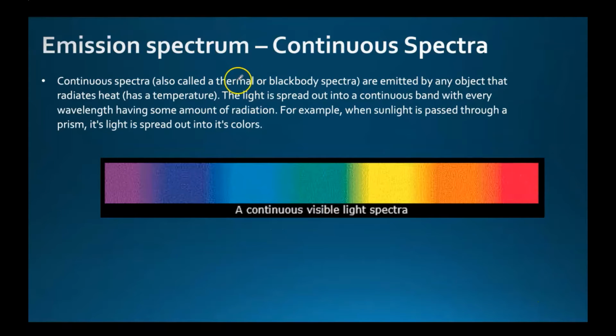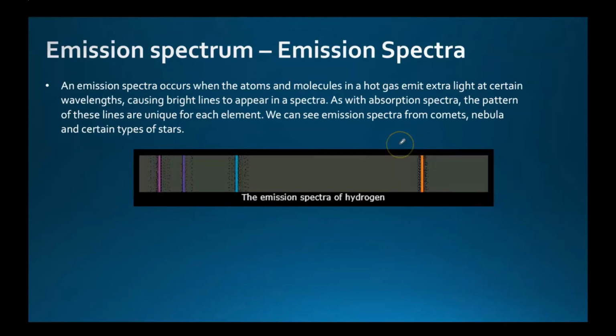So once again, continuous spectra, also called thermal or blackbody spectra, are emitted by any object that radiates heat and has a temperature. The light is spread out into a continuous band with every wavelength having some amount of radiation. So for example, when sunlight is passed through a prism, its light is spread out into its colors.